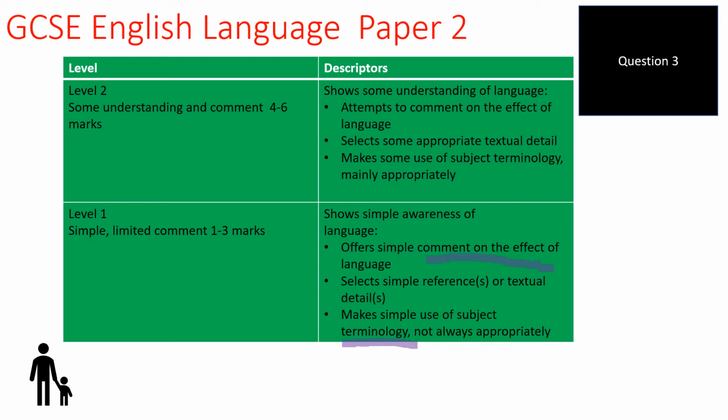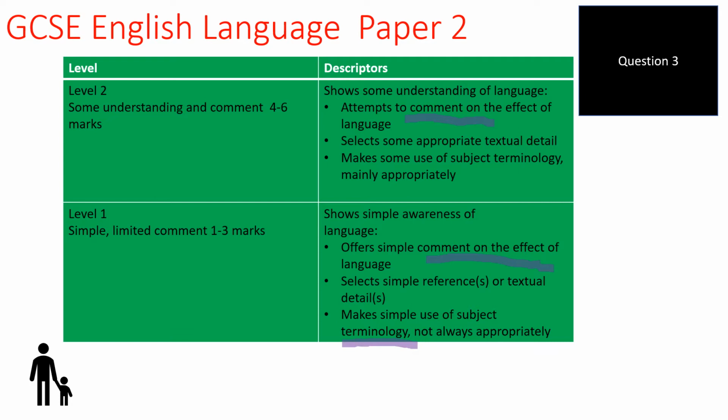So you can see that the difference is that level 1 is a simple comment about why the writer uses a particular word or technique. This is where you're starting to explain it. So you're attempting to comment on it. So you might be saying something about why the writer uses a simile and you're explaining it, but your explanation might not be really effective. It might be a bit wishy-washy, and so there's a lack of development in there. So that shows that you're on the right track, but you're not really quite there.